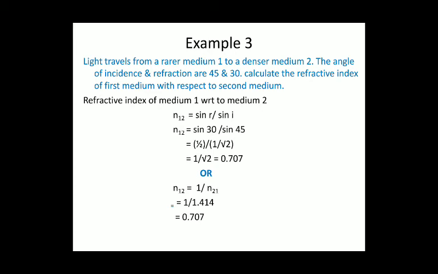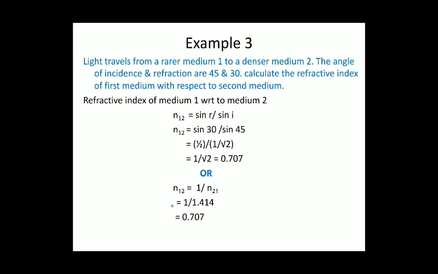So accordingly I have given sin 30 upon sin 45, and on putting the values, 1 upon root 2 equals 0.707. Just think about it: in the same question the medium is the same, angles are the same, but only the direction gets reversed.